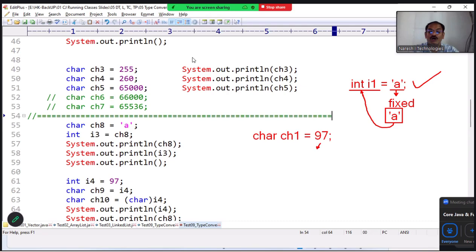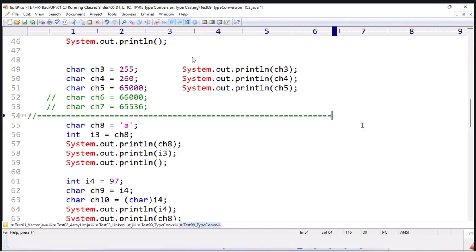97 is what? Constant. Literal. Literal means what? Fixed. Fixed means what? Directly it is considered as what? 97. 97 is in the range of char. Yes, it is compiled.